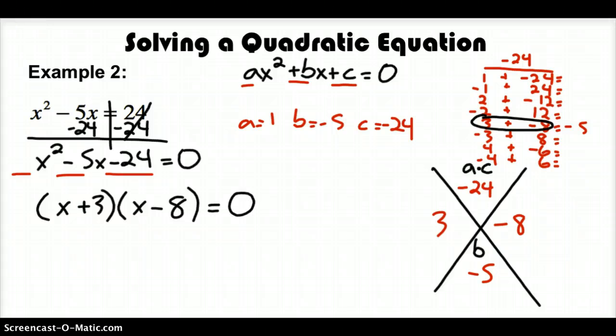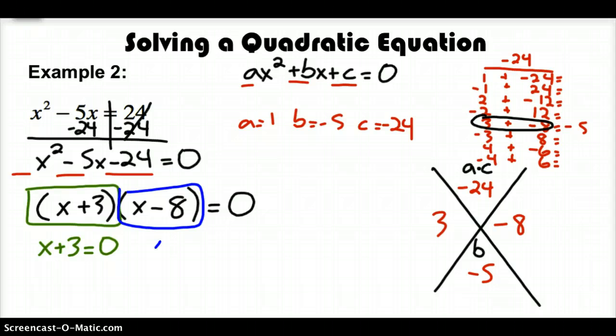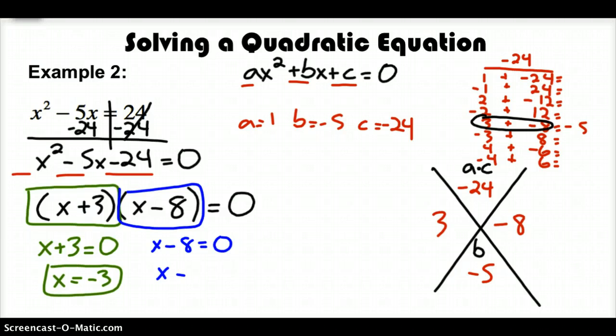Okay? Now we're going to use this zero product property again, okay? And set this factor, x plus 3, equal to 0, and also the other factor, x minus 8, equal to 0. And we'll solve both equations, okay? So this one will be, when I subtract 3 from each side, x equals negative 3. Okay, and this other one, if I add 8 to both sides, will give me x equals positive 8.